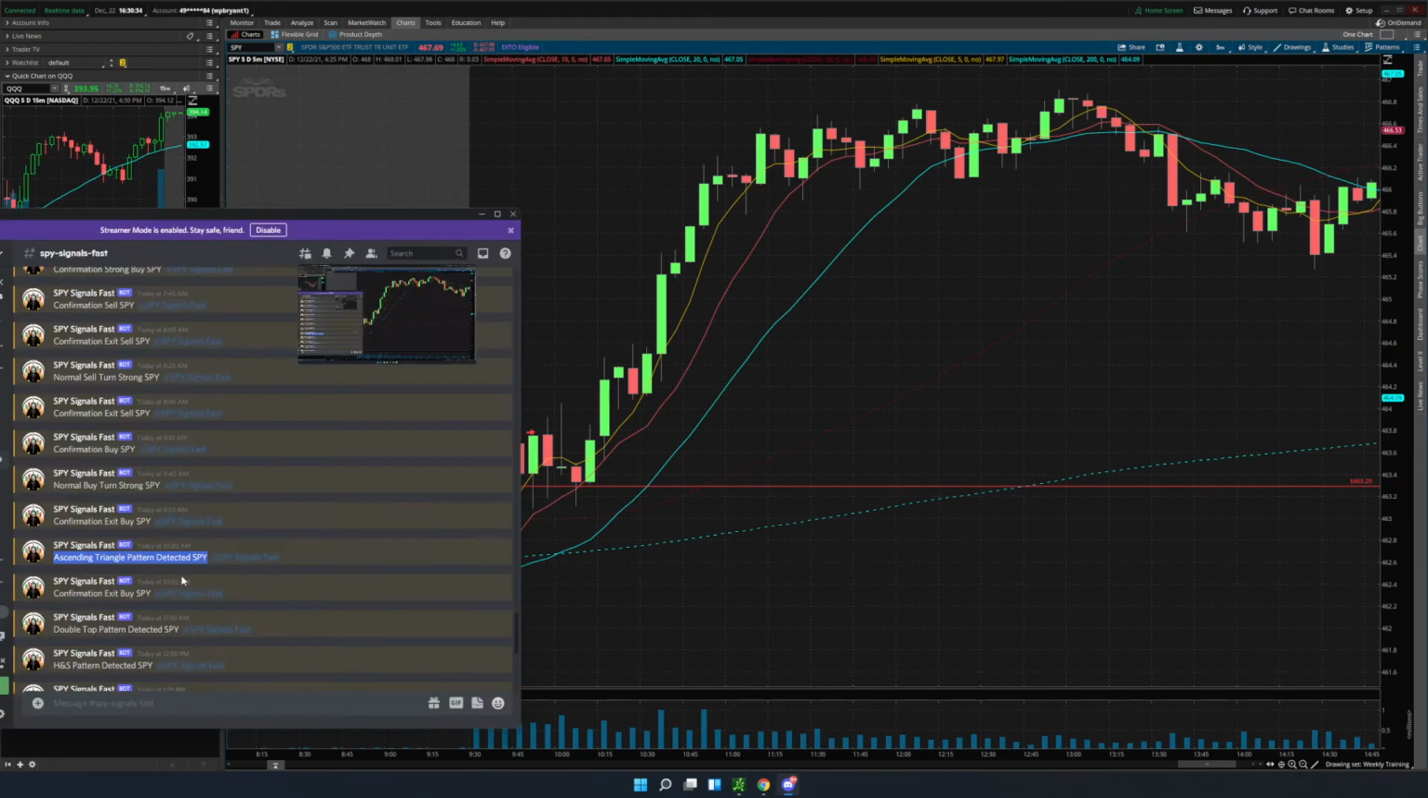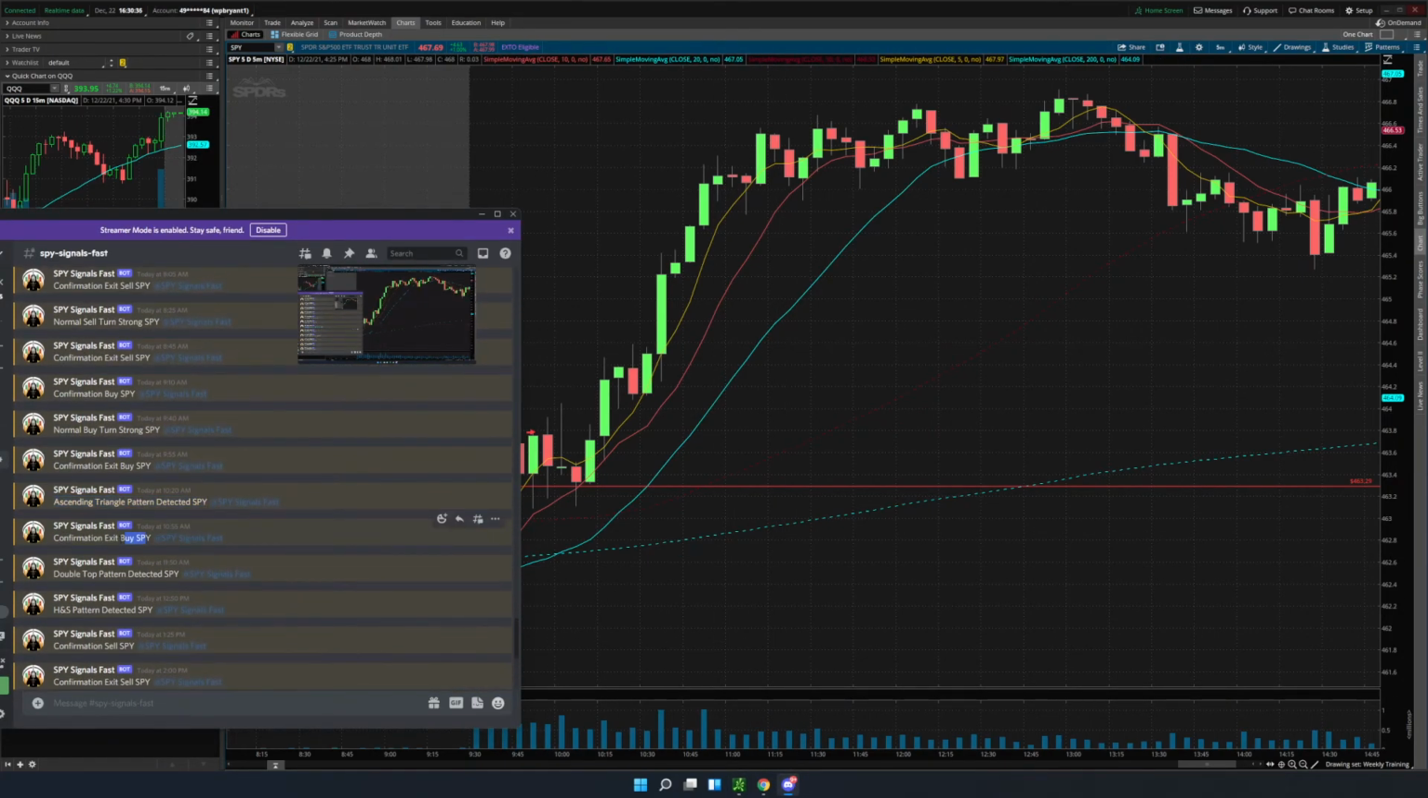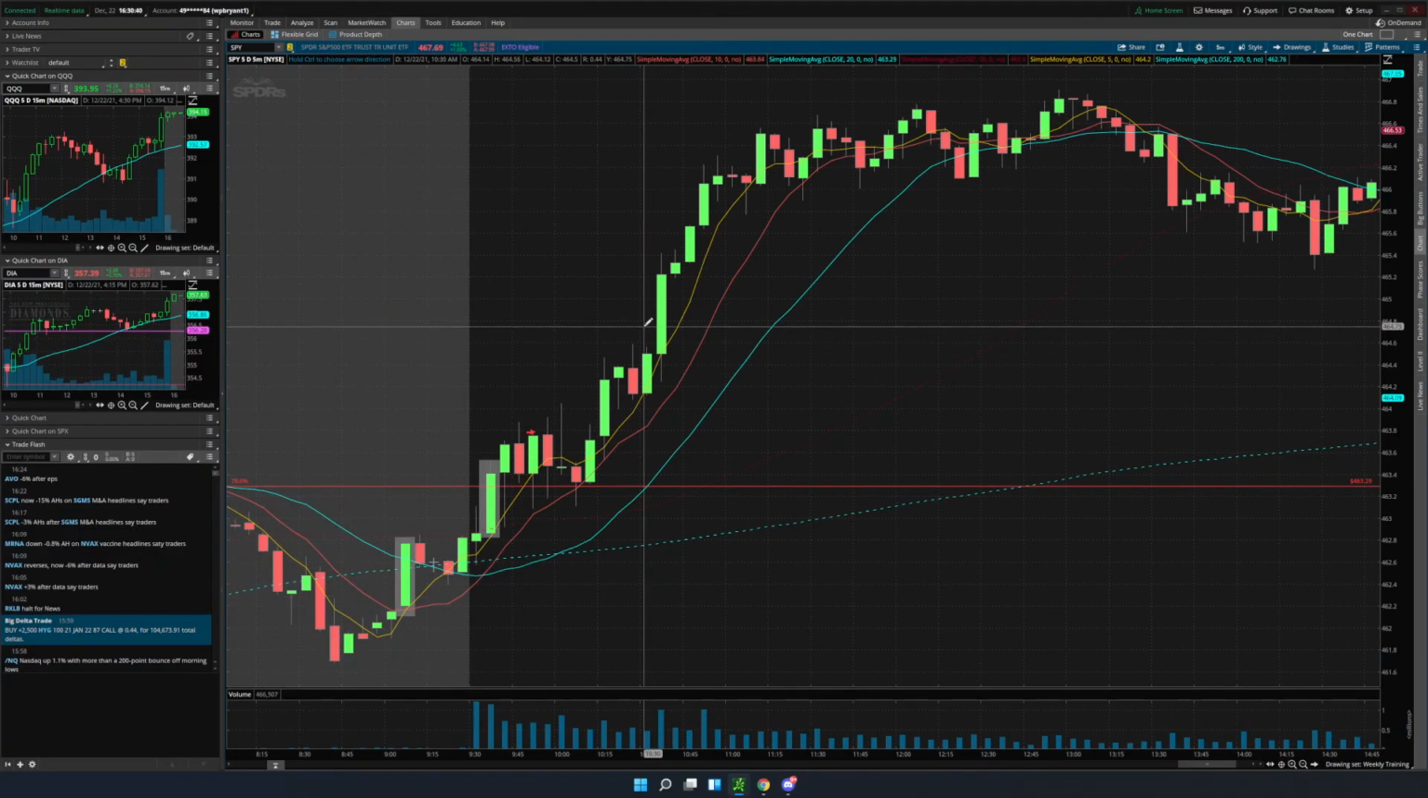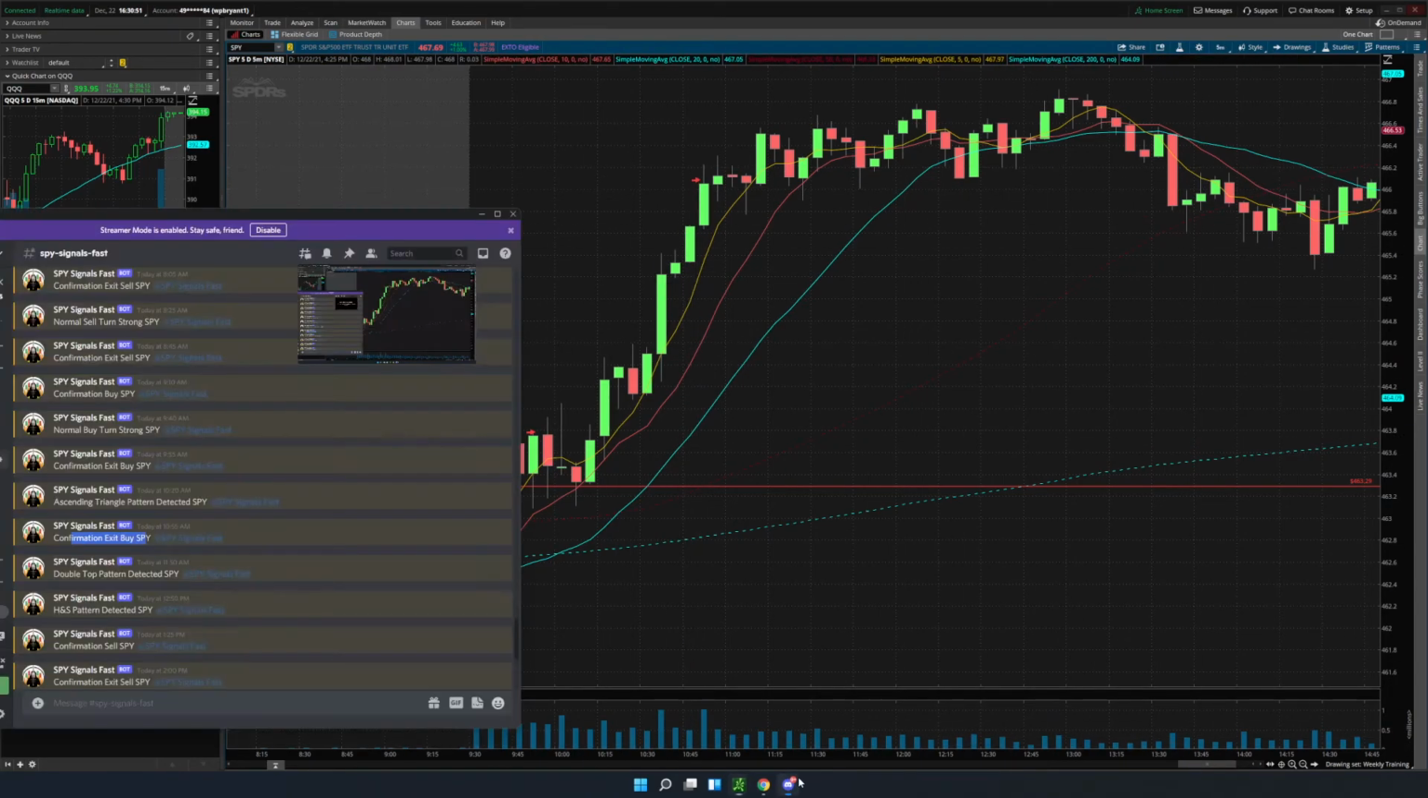Okay? And then we've got another confirmation exit at 10:55. So at 10:55, which would have been on this candle, there's your second exit. Okay? And that's one heck of a move right there. Let's keep going. Double top.